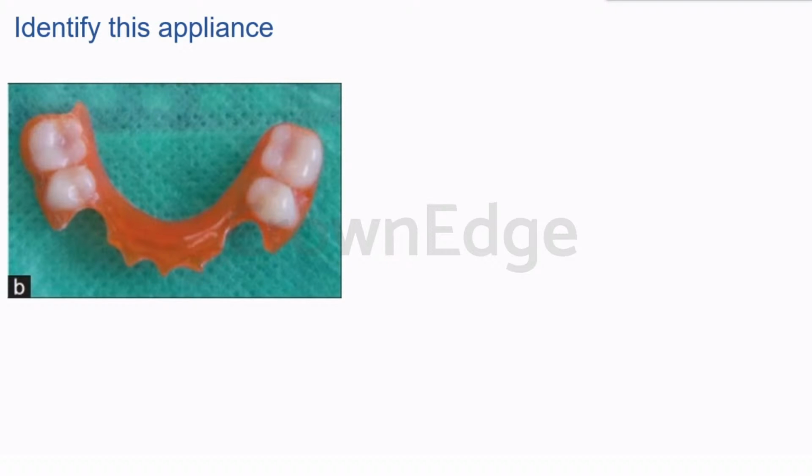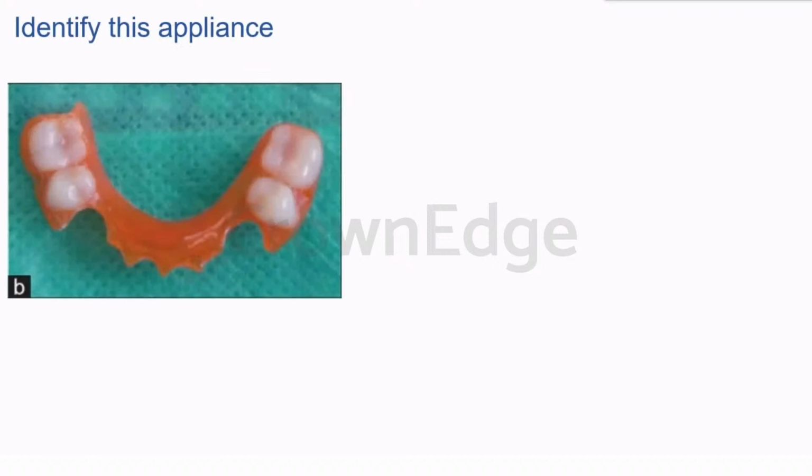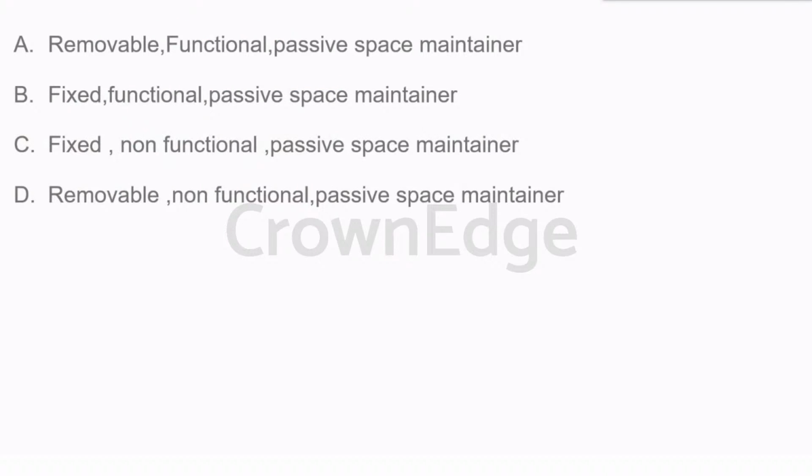Is it a removable appliance or a fixed appliance? Is it an active appliance or a passive appliance? Is it functional or non-functional? Simple. It is a removable appliance, right? It is a passive space maintainer, right? So those two things are very easy. It's a space maintainer, so it's not a regainer. There's no active movement of teeth over there.